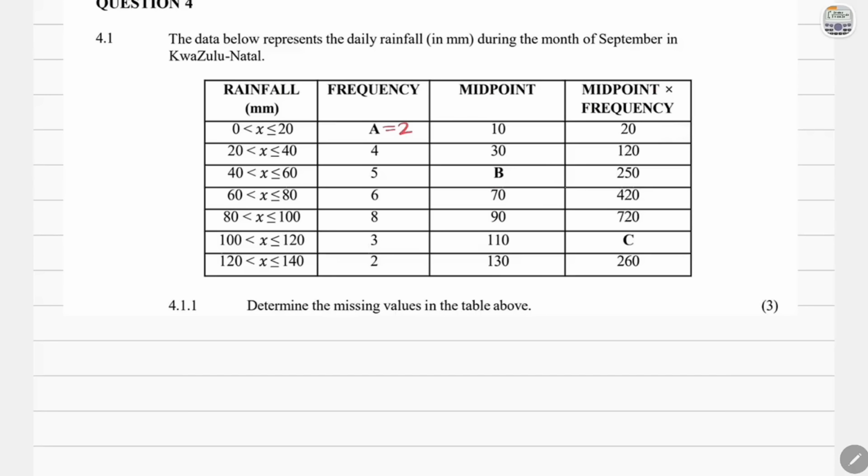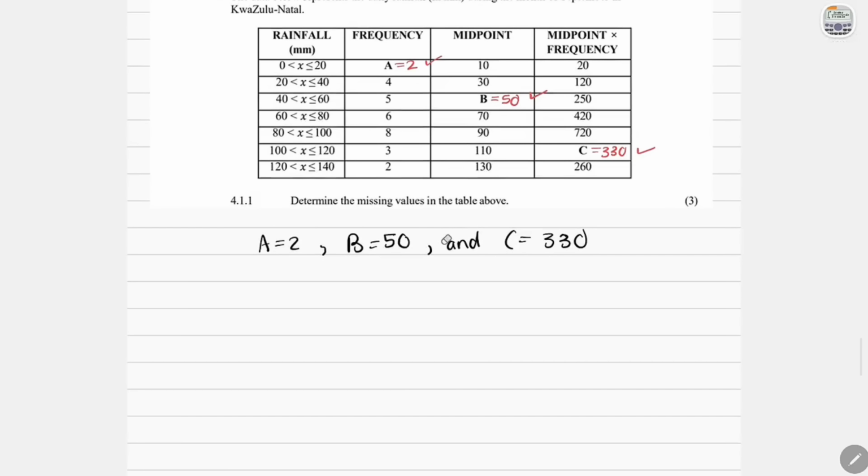And then B, also just look at what we have here. We know that frequency times midpoint, okay, 5 times what gives you 250. That would be 5 times 50, or you can just say 250 divided by 5. And so that is 50. And then C, how do we get C? This is midpoint times frequency. So just say 3 times 110. Okay, so that is 330. And there we go. So A is 2, B is 50, and C is 330. Okay, I'll also just put that down there.